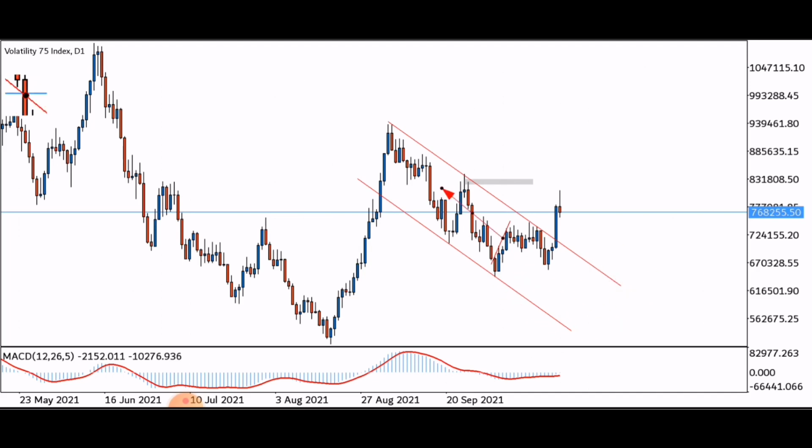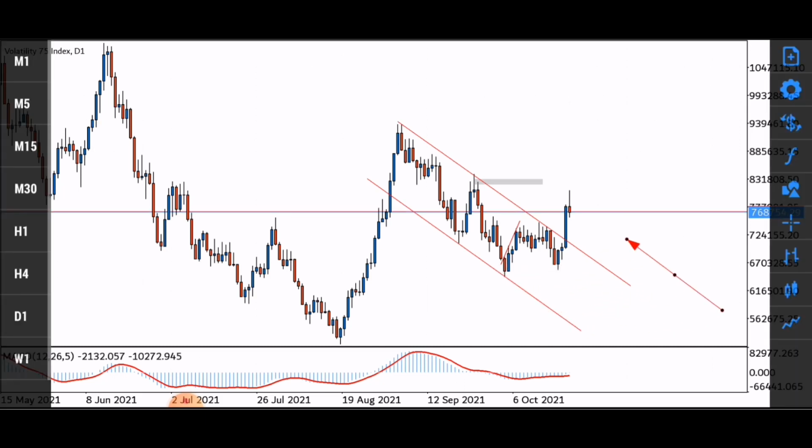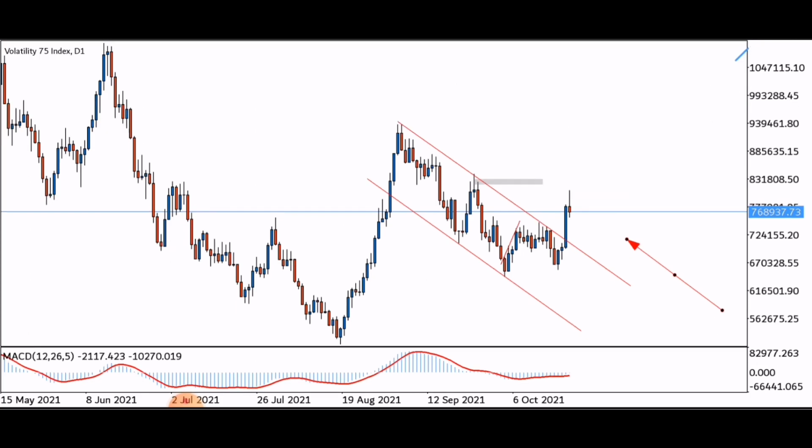So we have the resistance at the top here. It's a diagonal resistance. That's a trend line. And we have the support, which is a diagonal support right there. So we have price playing around this level. You can see we have lower lows right here. But at this point, we had a break of structure, price creating a higher low at this level. So I'm just going to introduce another trend line right here so we can just apply that.